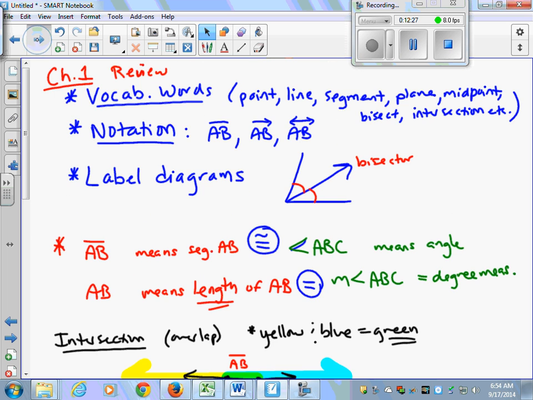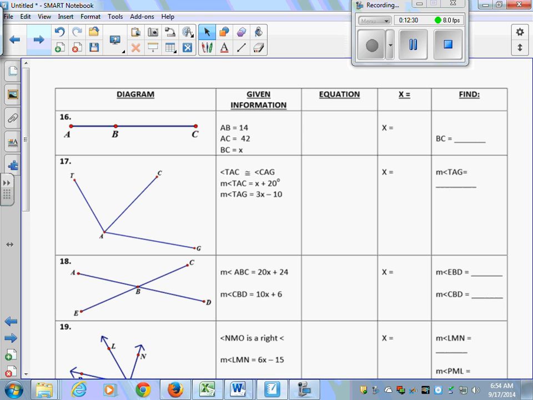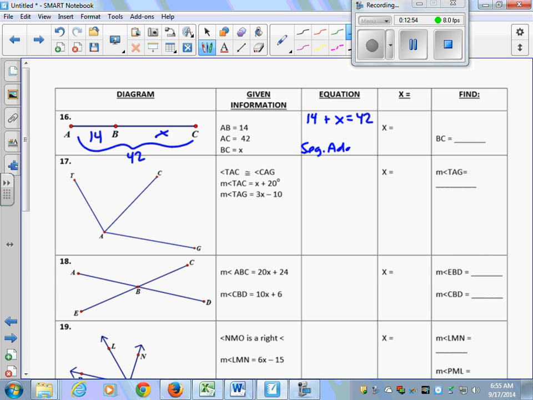Okay, here's our review, and we're going to go to this page. The given information here is that AB is 14. We're going to label. AC is 42. BC we're going to call X. So we're going to say our equation is 14 plus X equals 42. Segment addition postulate says one part of the segment plus another part of the segment equals the whole thing.